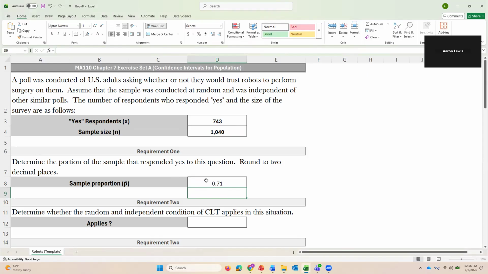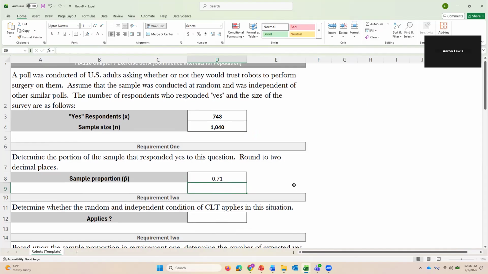Question tells us to round to 2 decimal places, so I'm going to go back into this cell and I'm going to set it inside the round function, so equals round, open a parenthesis. That formula is what's going to give me the number that I want, and I want to round to 2 decimal places, so equals round, in parentheses, your formula, D3 divided by D4, comma, 2 for 2 decimal places, and the parentheses. And we get 0.71. So 71% of our respondents, roughly, said that they would be comfortable having a robot perform minor surgery.